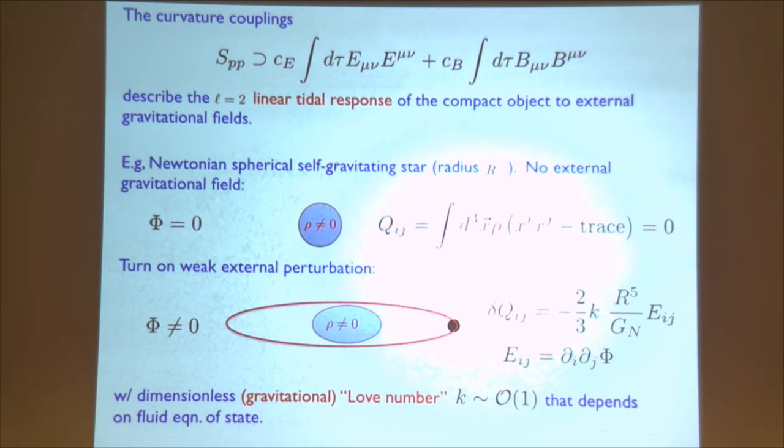And so just to get a simple idea for what they should scale like, we can start out with some sort of weakly gravitating object, some sort of fluid, a planet of some sort. First, unperturbed, but it's self-gravitating, so we assume that it's some sort of spherically symmetric object. It's not in an external gravitational field. It has zero quadrupole moment. It's spherically symmetric. And then you turn on an external gravitational field. You put a moon around this object. And so now this object is going to get tidally deformed. And so there is an induced quadrupole moment.